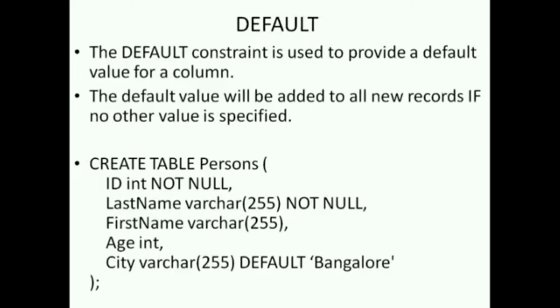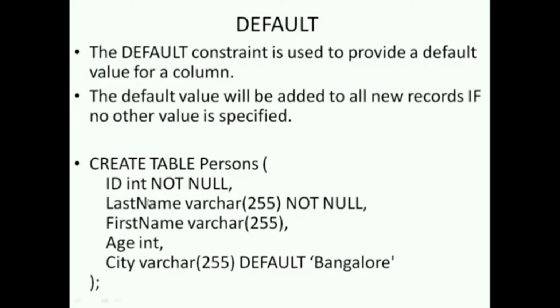So next one is default, and the default constraint is used to provide some default value for the column. जब भी पर्सन या फिर एक हम लोग जब इंसर्ट करें वैल्यू, तब कुछ भी वैल्यू अगर नहीं डालेंगे तो वो डिफॉल्ट वैल्यू जो सेट रहेगा वो वैल्यू ले लेगा. So the default value will be added to all the records if no value is specified.